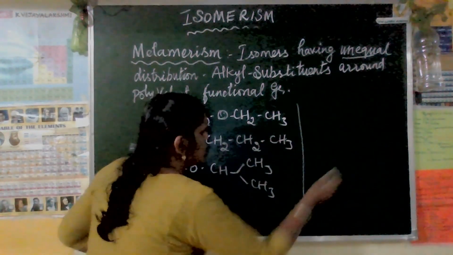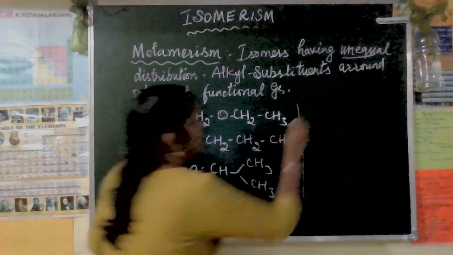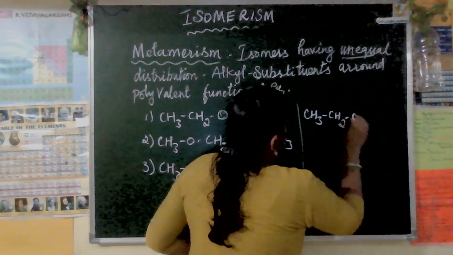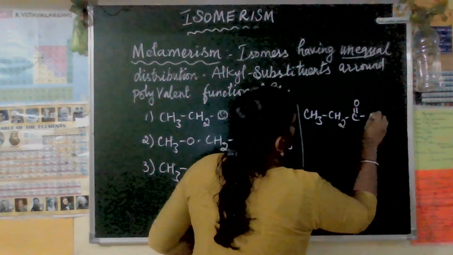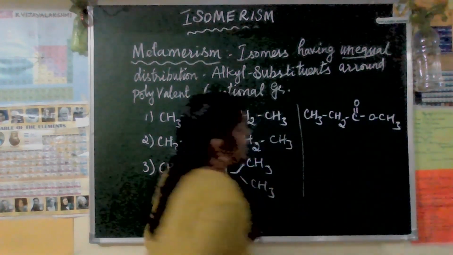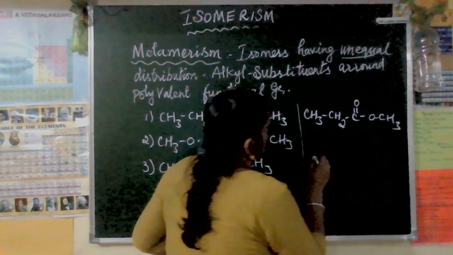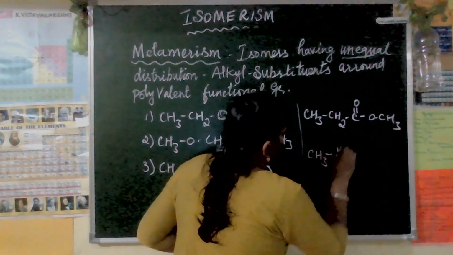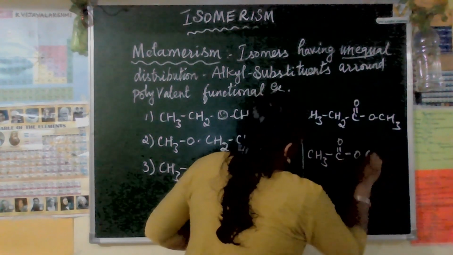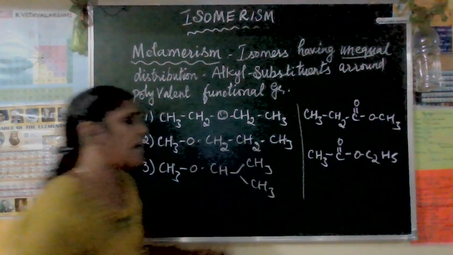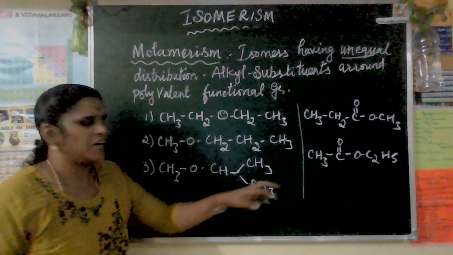The same way, one more example I can give you. Here CH3, CH2, C double bond O, O, C, CH3. Okay, this is one. And one more, here CH3, C double bond O, O, C2H5. In that way also we can identify both.